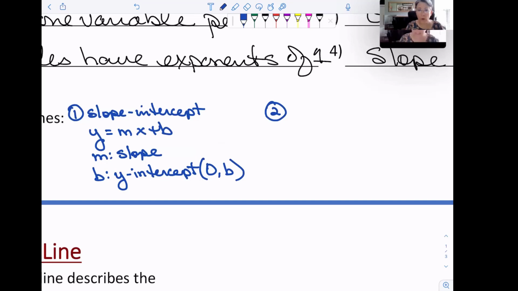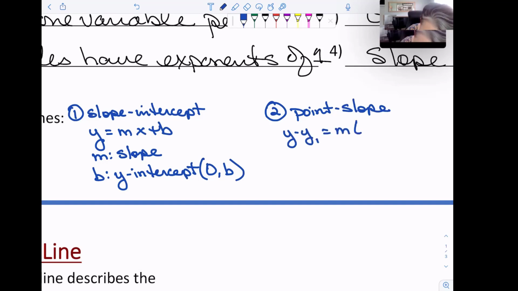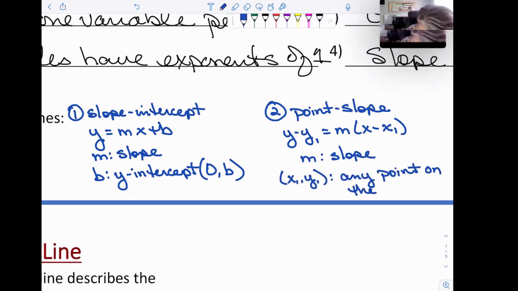The second form of a linear equation that comes in really handy is the point-slope form. We have y minus y1 equals m times the quantity x minus x1. And again, the m is still representing the slope, and (x1, y1) is any point on the line.